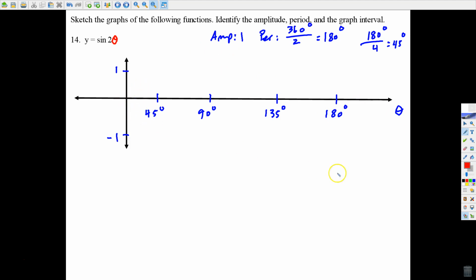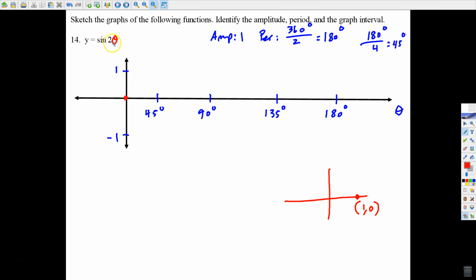And then we'll do the same thing we did before. We'll start at 0 degrees. So if you need a picture for 0 degrees, the ordered pair is 1, 0. Sine of that angle is 0, and 2 times 0 is still 0. So it's still saying sine 0, and that's 0.